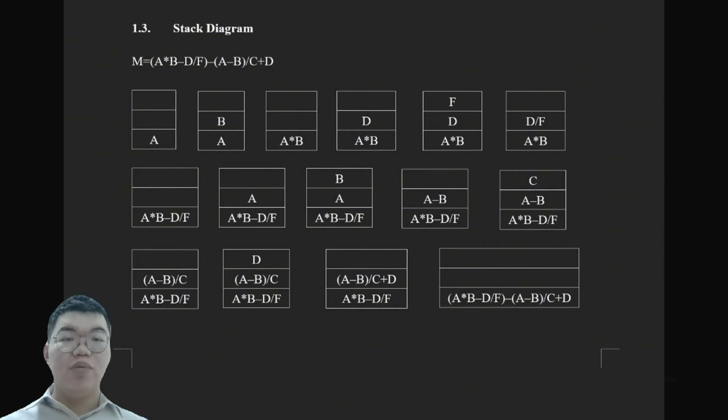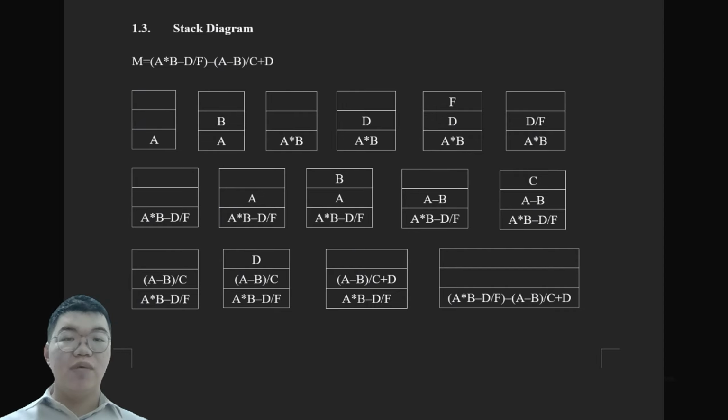Followed by that, we will put operand c at the top. Since we have no space to put any more operands, we prioritize dragging c down first, which would form an expression of bracket a minus b divided by c. Then we will have a slot now, so we can put d at the top column, and then we will drag the d down, which forms an expression of a minus b divided by c plus d.